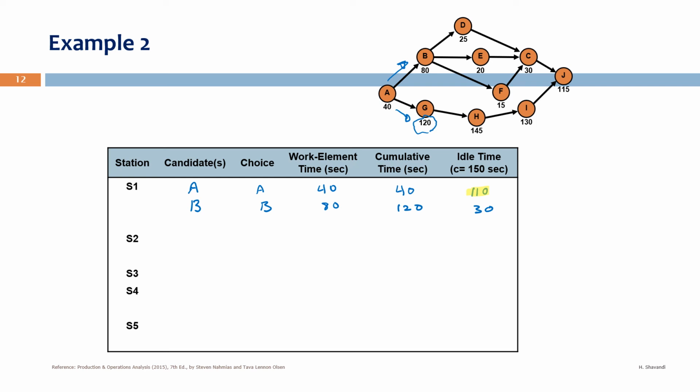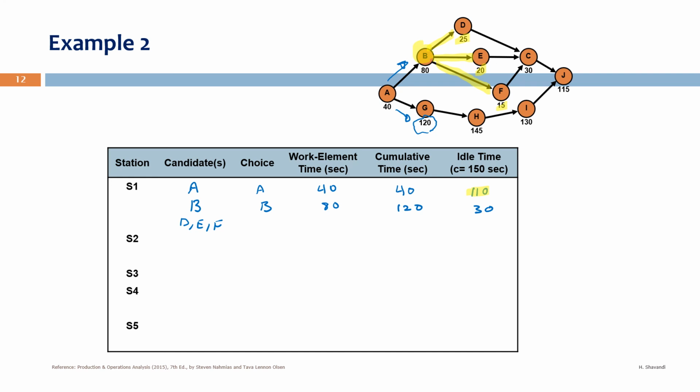Now we are done on B, and as you see, we can go for D, E, and F, right? The processing times here are 25, 20, and 15. All three are less than 30 seconds, so we can have all those three as candidates here. So we do have three candidates, D, E, and F, and we want to choose one of these candidates.